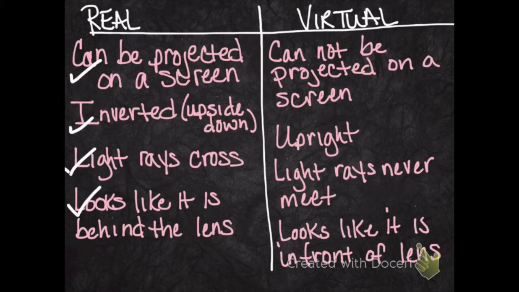The other type of image we're going to talk about is a virtual image. Now, a virtual image cannot be projected onto a screen. The image will be upright. The light rays don't ever meet. And the object looks like it's in front of the lens.